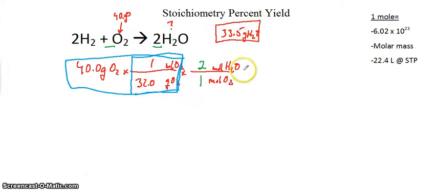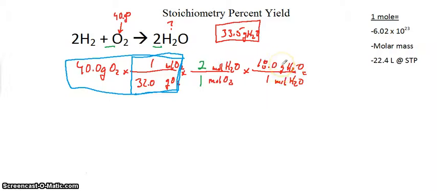And now I can go from moles of H2O to grams of H2O, and again notice it's 1 per my conversion. The conversion goes on top, and again this is molar mass. The molar mass for water, again oxygens are 16, hydrogens are 1 each, so that would be 18.0 grams.